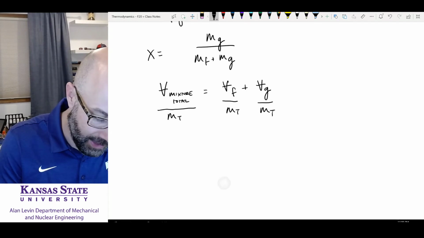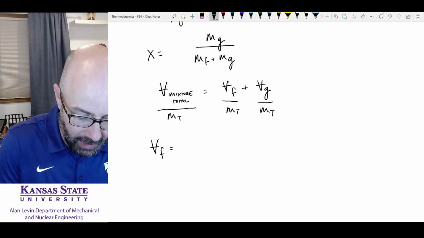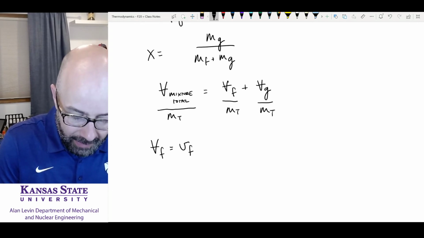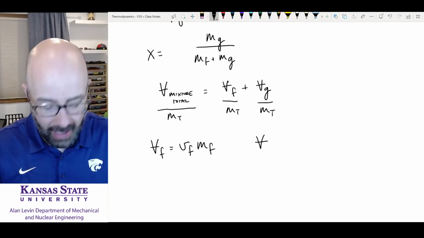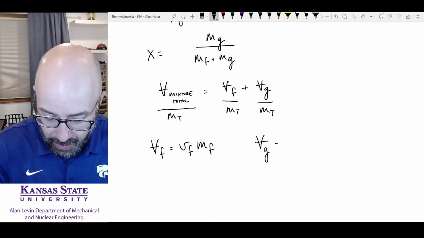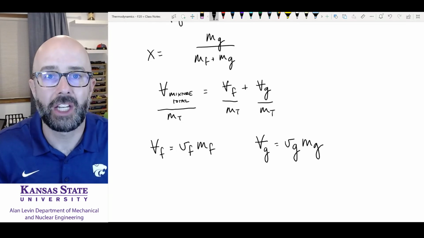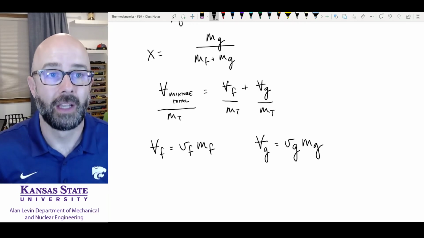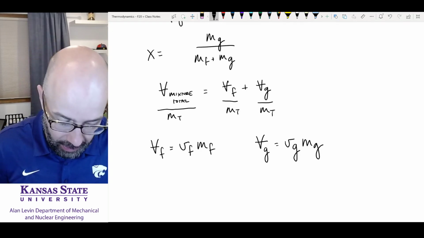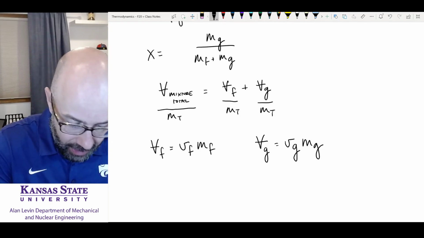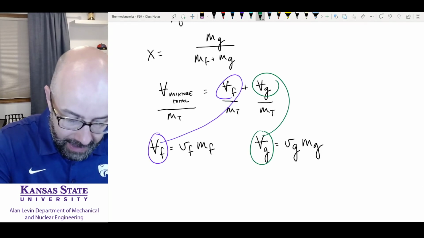Now, what can I say here? I can say the volume of the liquid is equal to the specific volume of the liquid times the mass of the liquid. And the volume of the vapor is equal to the specific volume of the vapor times the mass of the vapor. That's just the definition that we had back in chapter 1. Volume is equal to specific volume times mass. We can check that by the units. So I'm going to take these definitions, Vf and Vg, put them into here, and see what we get.